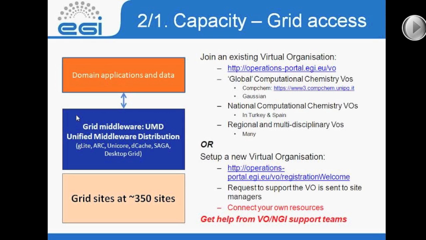There are already computational chemistry-related virtual organizations in EGI. I just checked the latest statistics. There are 2 global virtual organizations. By global, I mean that the contributors, the sites who support the VO, are from multiple countries, and it accepts users from anywhere. There is one VO called ComChem, and that's the website of that VO. It is in Perugia, so Antonio is managing that VO with his colleagues, and there is one called Gaussian, which is managed from Poland.